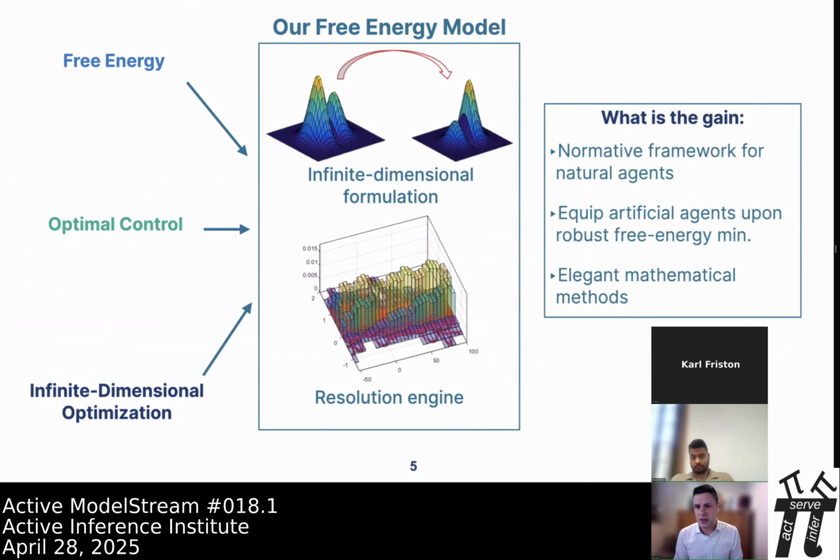What is the gain of this approach? First of all, it can provide a normative framework to equip natural agents, to explain behaviors of natural agents. Then we could try to reverse engineer. If we could distill this framework into a robot, for example, as we do in the experiments, we would be able to equip artificial agents with robust free energy minimization properties. And of course, coming from a rather theoretical field like control, it can provide some elegant mathematical methods.